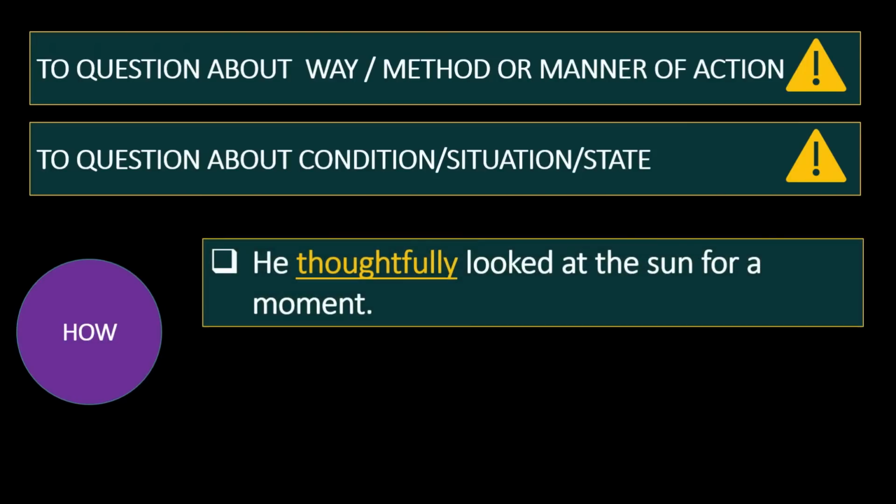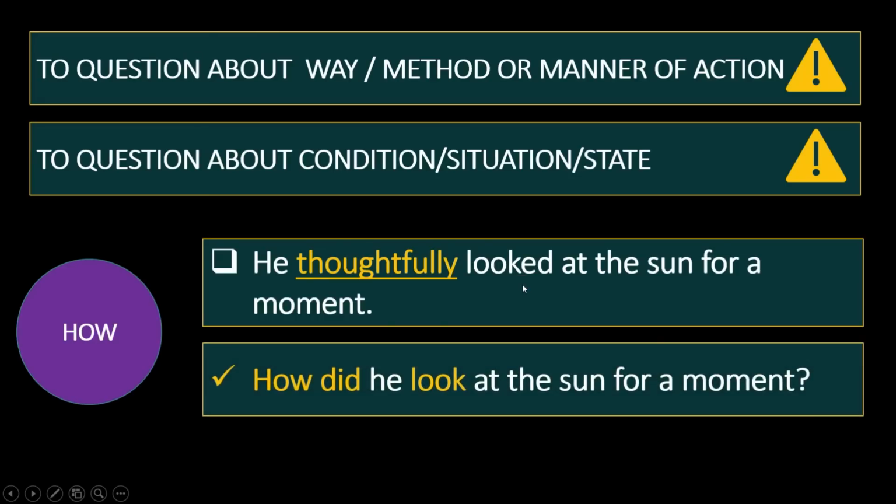Let's look at another example. He thoughtfully looked at the sun for a moment. Thoughtfully. Now this word thoughtfully describes the manner in which the action happened. What is that action that happened? Looked at the sun. Okay, how can the question be? How did he look at the sun for a moment? See here, thoughtfully is the word. Now to get this word as the answer, we have used this question. How did he look? Again, looked is verb 2, did look, and we put the subject between them. How did he look at the sun for a moment?